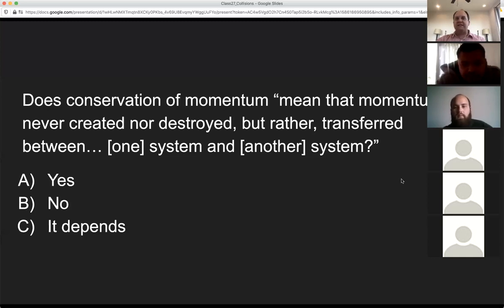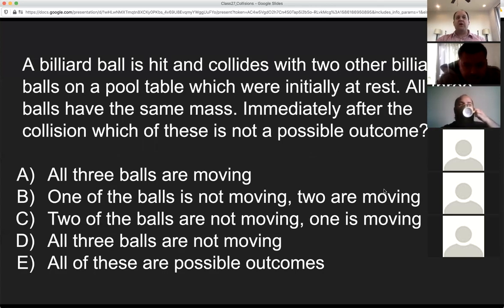So really, that's the idea here, that conservation of momentum is this idea that momentum can't ever be created or destroyed. And as we'll show here in a minute, it actually comes from Newton's laws. So here's another question to play with. Let me relaunch the poll. All right, so you've got a billiard ball. It collides with two other billiard balls on a pool table, and the other two billiard balls were initially at rest. All three balls have the same mass. Immediately after the collision, which of these is not a possible outcome?